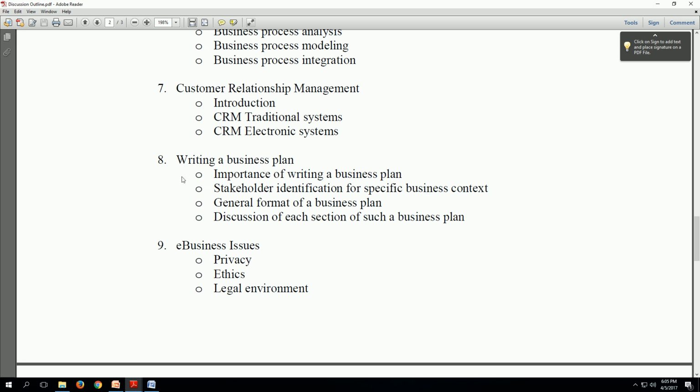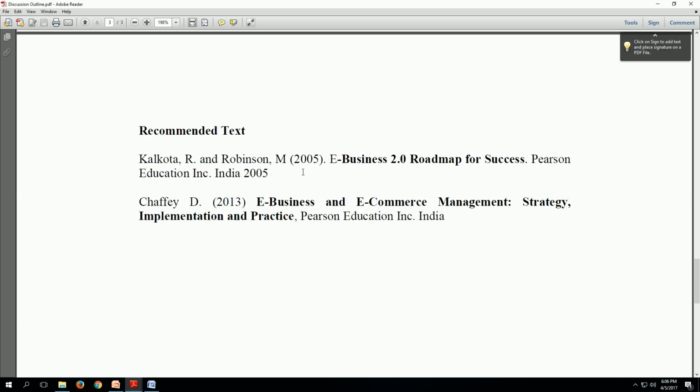And finally, we'll put them all together in a sort of plan, so that at the end of the day you write a short business plan to convert a business that you choose. And that's it. And these are the two textbooks that you can get yourself.